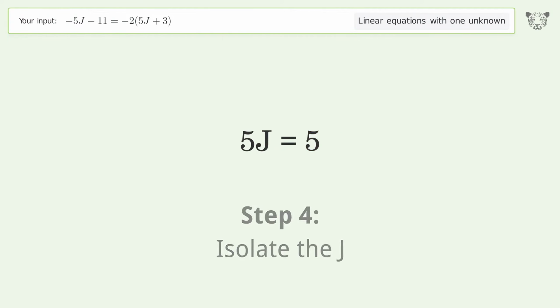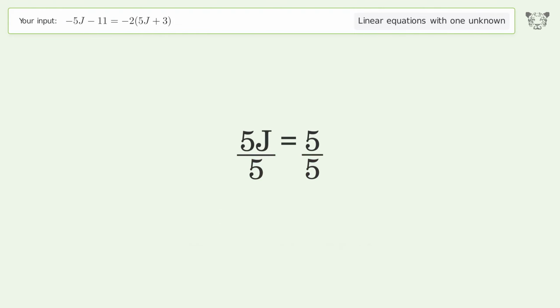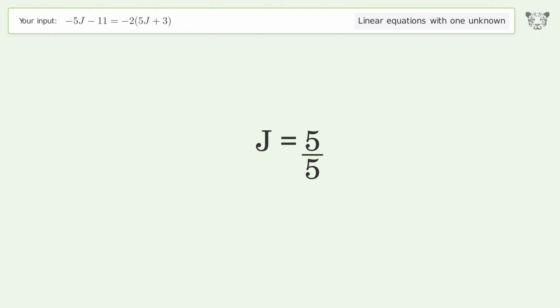Isolate the j. Divide both sides by 5. Simplify the fraction. And so the final result is j equals 1.